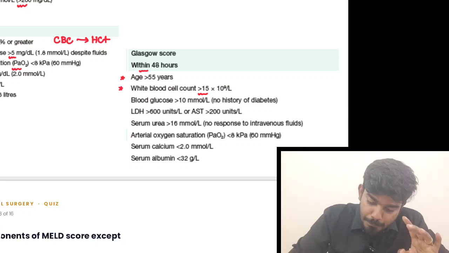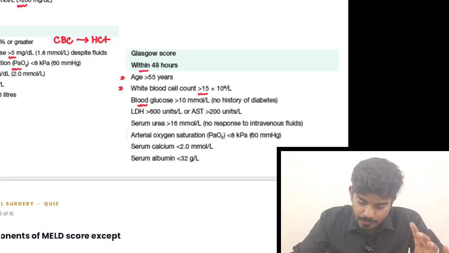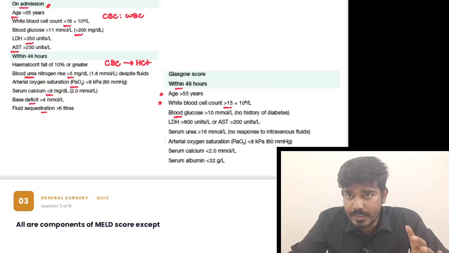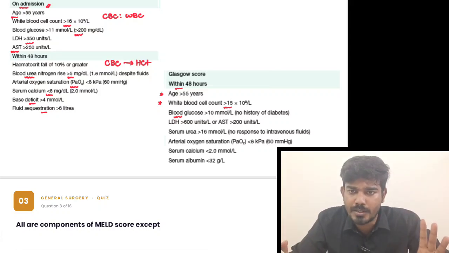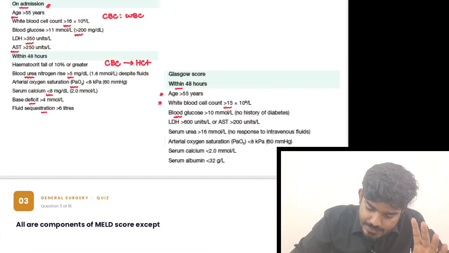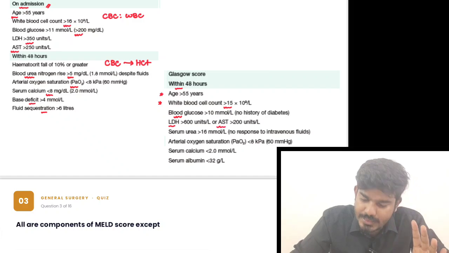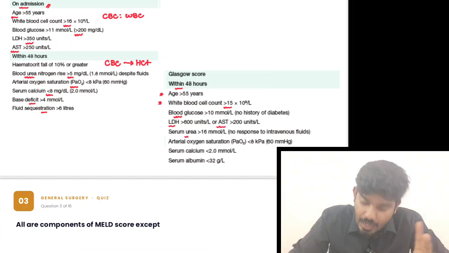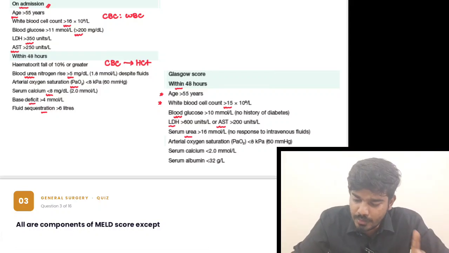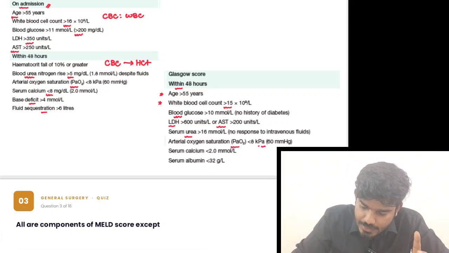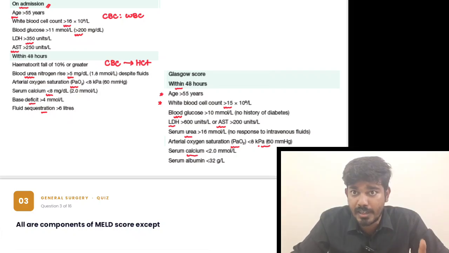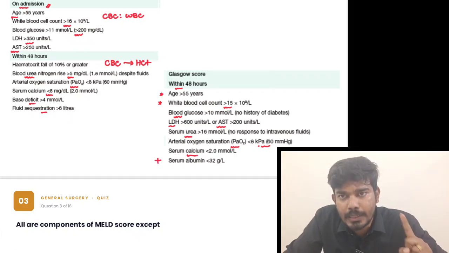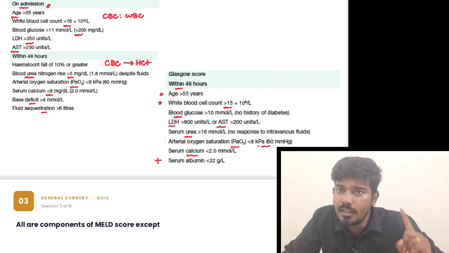Okay, then blood glucose level if it is more than 10 millimoles per liter. Okay, here also there is a change, but we have to just remember the components alone. Blood glucose level. Then LDH is more than 600 or AST more than 200. Values are changing but the components are the same. Then urea level, there blood urea nitrogen, here urea level. Then oxygen saturation is similar. Okay, less than 60. Then calcium level is also similar. Only one extra is going to come. What is going to come is serum albumin level. Serum albumin level alone is extra, it is coming in Glasgow score.